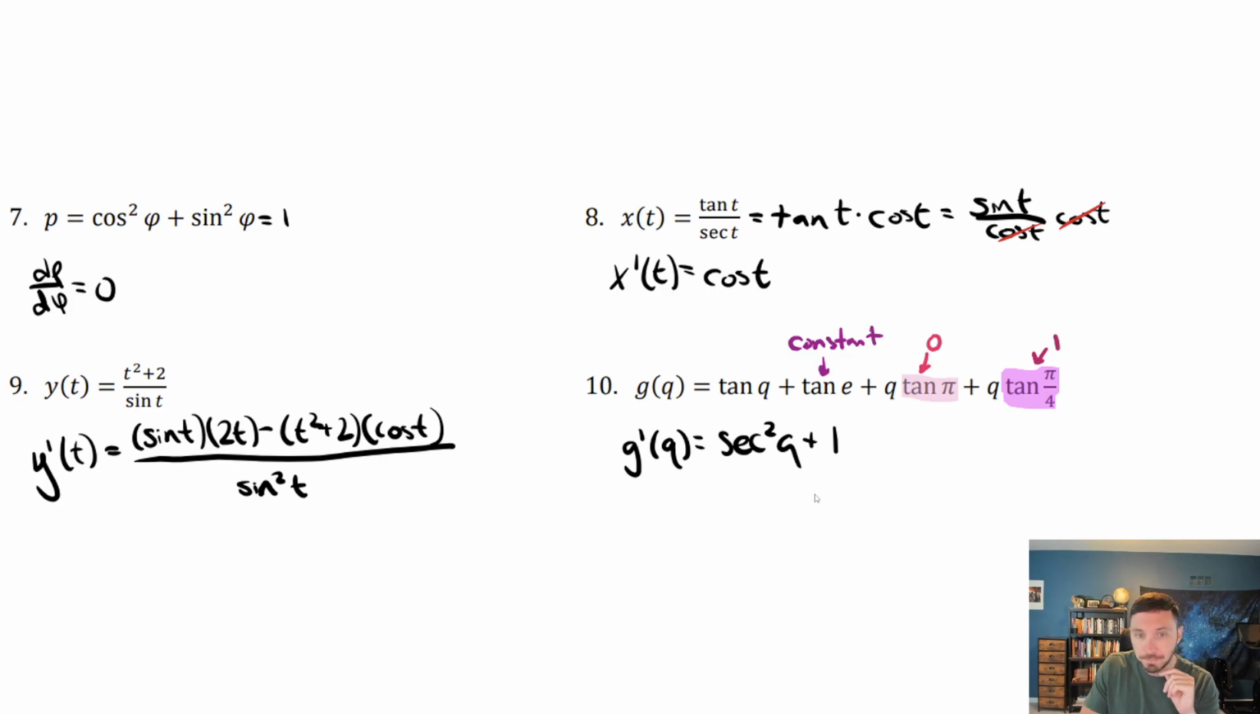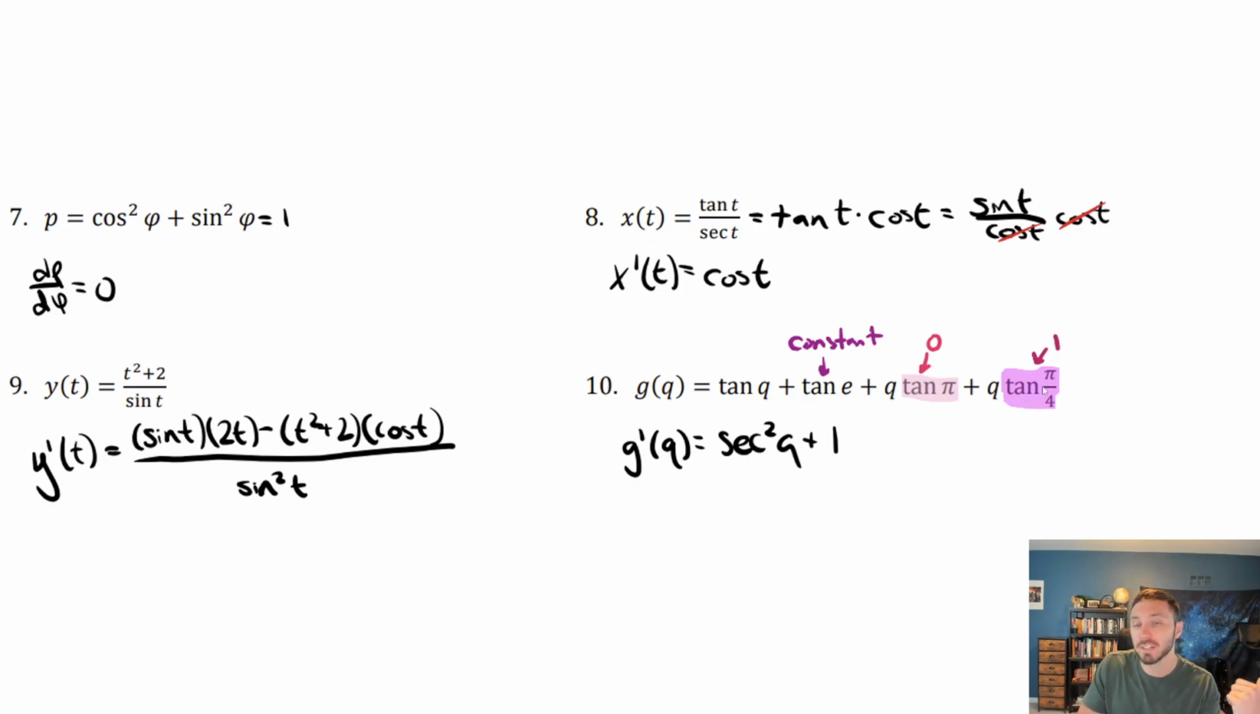Now I was having a little fun with 10. I'm taking the derivative with respect to q, and g is my function, so g prime of q. The derivative of tan q is secant squared of q. Tangent of e is a constant, so the derivative of a constant is 0. Tangent of pi happens to be 0, so this is 0q, which means there's nothing here. That's just knowing trig. I was just having fun with this problem, to be clear. This is just 0. The derivative of 0 is 0.